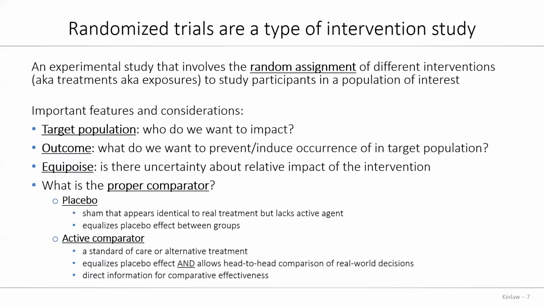It almost goes without saying, but randomized trials are a type of intervention study that involves the random assignment of different interventions to people who are enrolled in the trial. Who are these people enrolled in the trial, though? That's one of the key questions that we have to ask. Does this trial population mirror the target population that we care about? What is the outcome, and what's the outcome that we hope to prevent if it's a bad thing, or promote if it's a good thing?